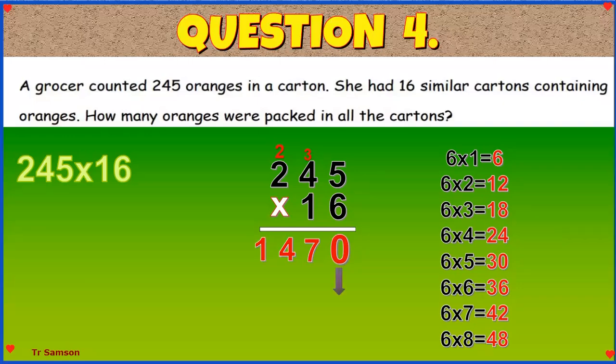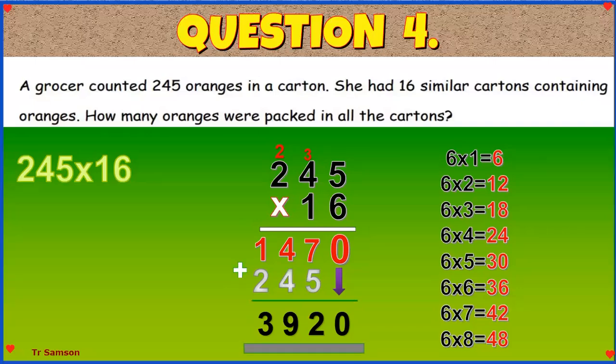Now we come to this digit. We drop in 0 because we don't write there when we are aligning the digits, unless you put 0 there. So 1 times 5 is 5, 1 times 4 is 4, and 1 times 2 is 2. Then we do the addition, and that becomes 3,920. That was the total number of oranges in the 16 cartons.